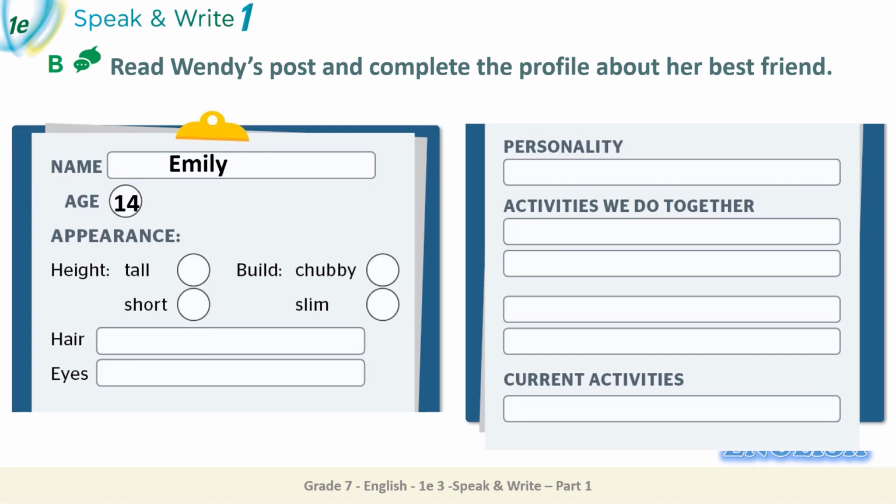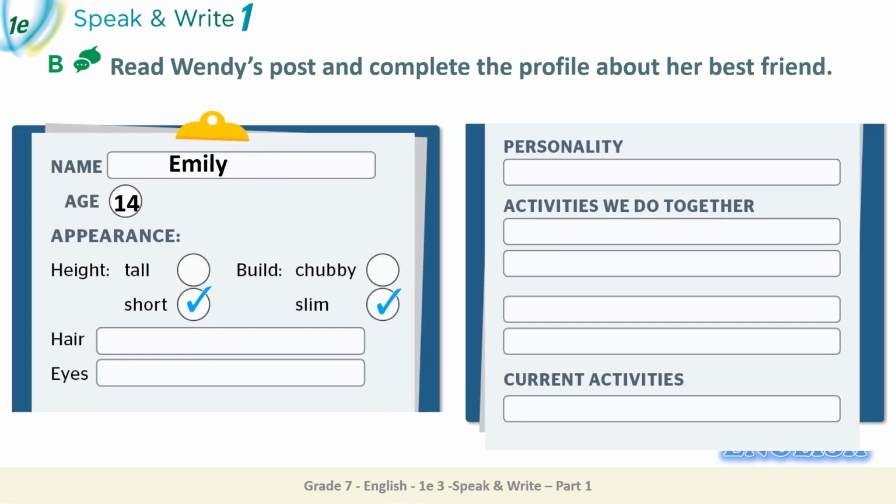Now let's move to her appearance. We have height, build, hair, and eyes. How about the height? Is she tall or is she short? That's perfect. She is short. Now, how about the build? Is she chubby or slim? That's correct. She is slim.